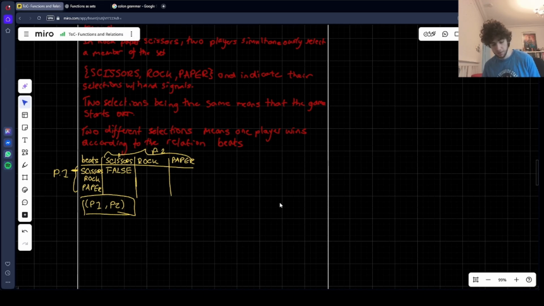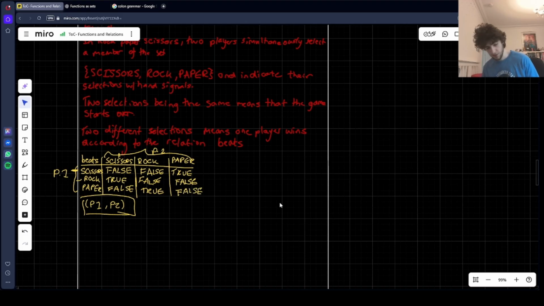If player one goes scissors and player two goes rock, then player one will lose, because rock beats scissors, so that's going to be a false, right? If player one goes scissors and player two goes paper, then player one does win, so that's a true. If player one goes rock, player two goes scissors, then player one does win. Player one goes rock, player two goes paper, paper beats rock, so that's false. Rock and rock is the same, so both ways that's a false. Then rock, paper is also going to be false, because paper beats rock. Filling out the last part of the grid: false, true, and false.